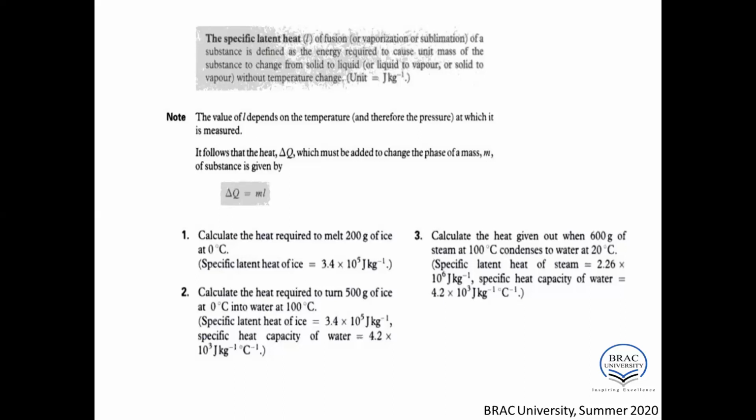And the last one: calculate the heat given out when 600 gram of steam at 100 degrees centigrade condenses to water at 20 degrees centigrade. Here it is a different thing, because heat is released. The specific latent heat and also the specific heat capacity are given, so you can easily solve this.